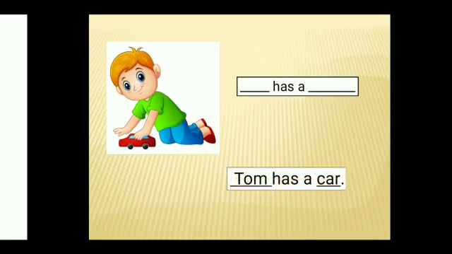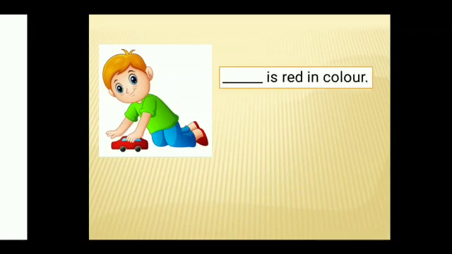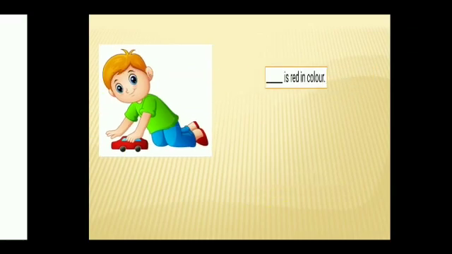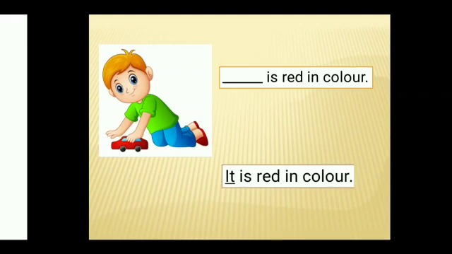Now next, what is the color of the car? See, dash is red in color. What is red in color? The car. Will you write car? Because you already mentioned car here. So do you need to write car again? No. Is a car a thing or a person? A thing. Very good. So for a thing, what do you have to write? It. So it is red in color. Okay, do you understand? Now next.